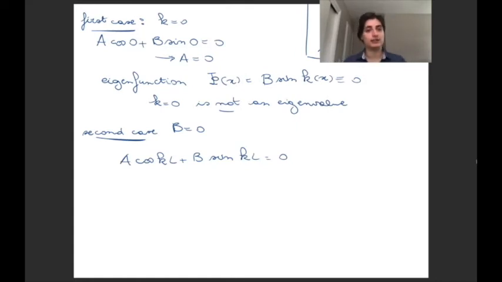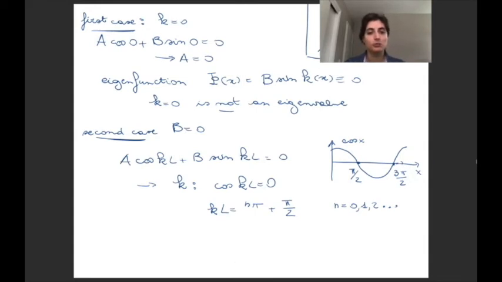Let's look at the second case. We choose b equal to 0. So the second part is always equal to 0, and we're left with a cos kL. And we need cos kL equal to 0. And we can solve this. We get a solution that is kL equals n times pi plus pi half. You can formulate it in different ways.